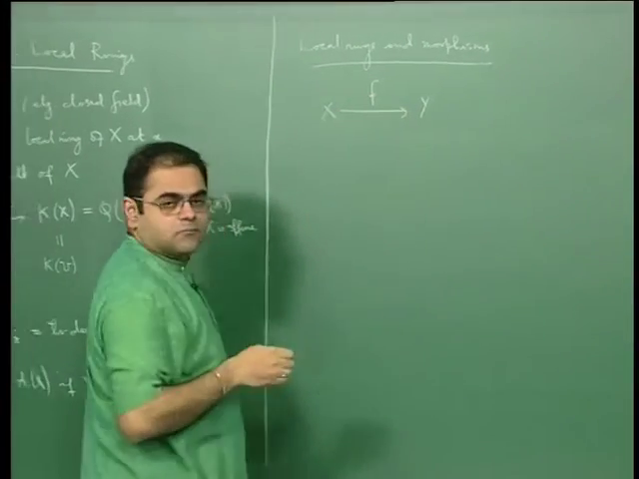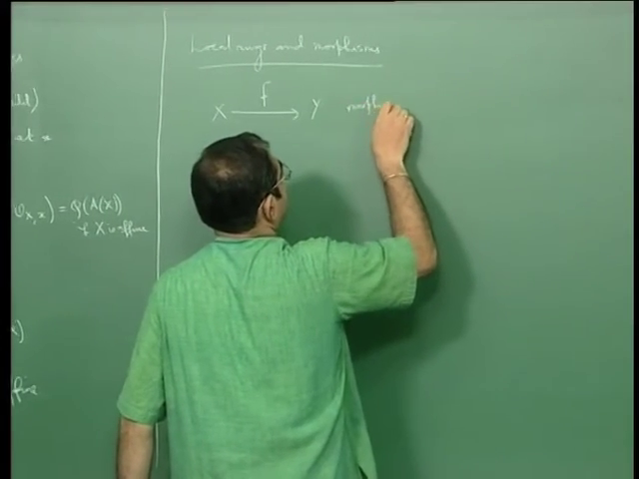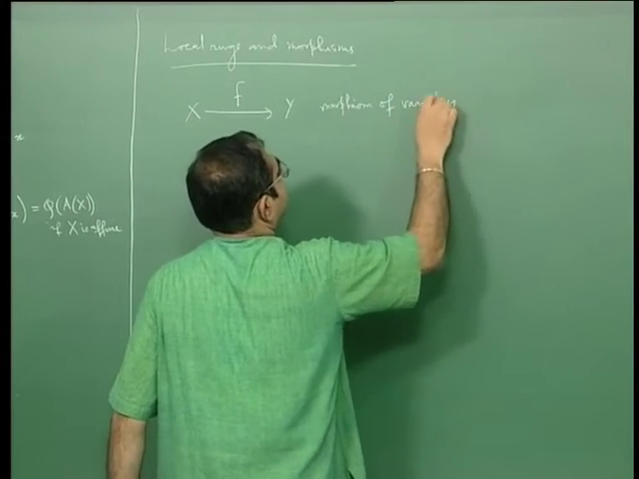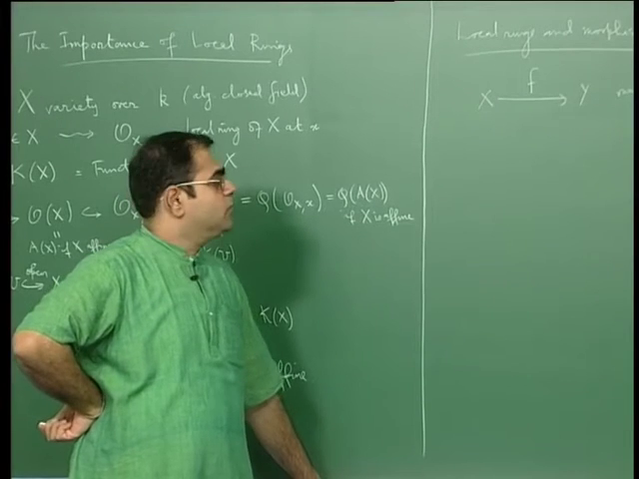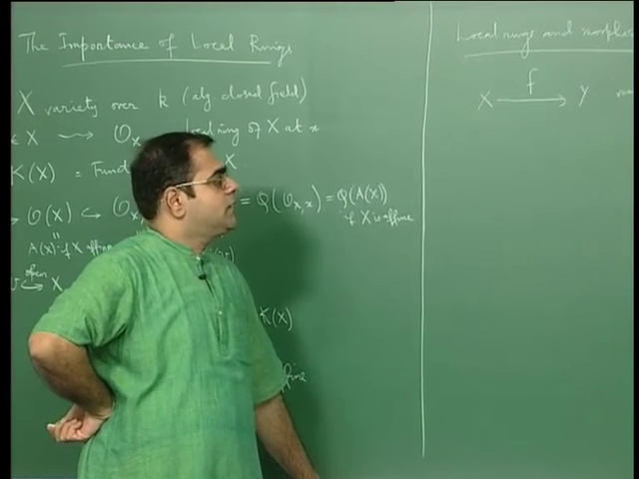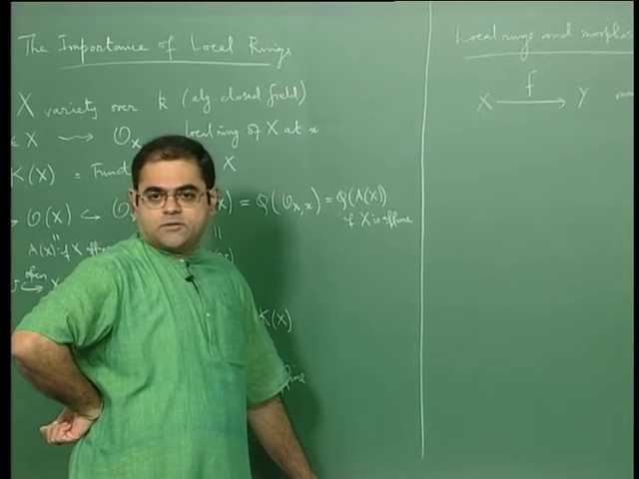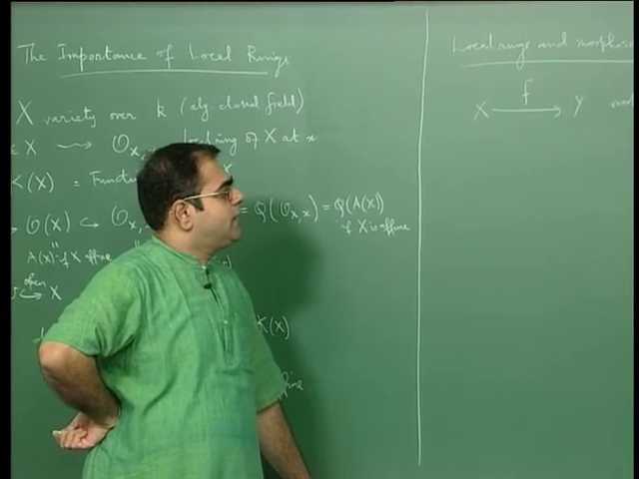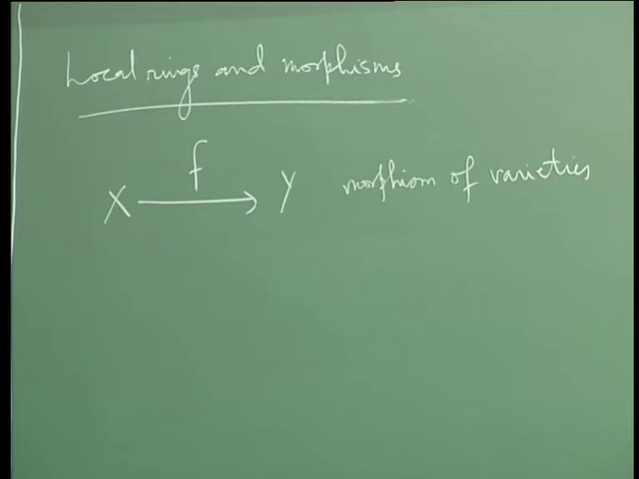and F is a morphism of varieties. You know that that means that each of X and Y could be affine or quasi-affine or projective or quasi-projective, and the fact that F is a morphism means that F is continuous and F pulls back regular functions to regular functions.